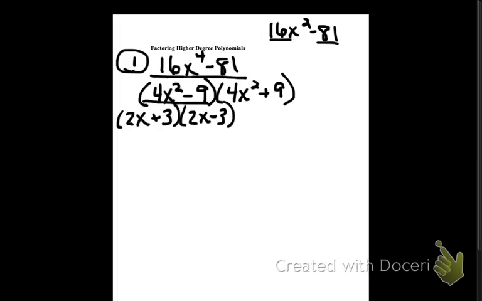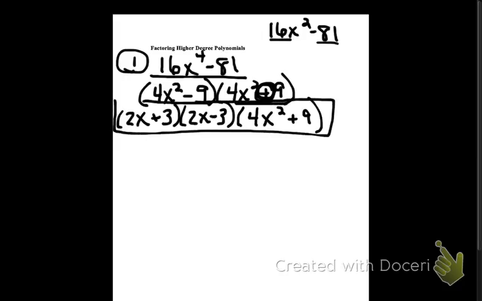When I look at the second binomial, they are still both perfect squares. But the one red flag that should jump out is the addition sign in between. Because of the addition sign, I cannot apply the difference of two squares pattern because, as you should notice by the heading, it is the difference of two squares pattern. It does not work with a sum, which means I cannot continue to factor that binomial, and it stays 4x squared plus 9. This is my final answer.